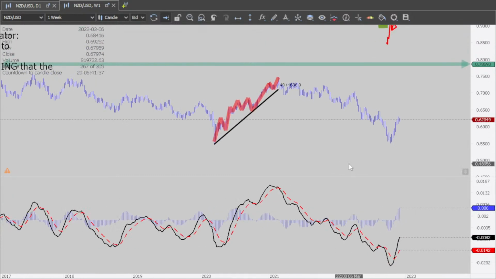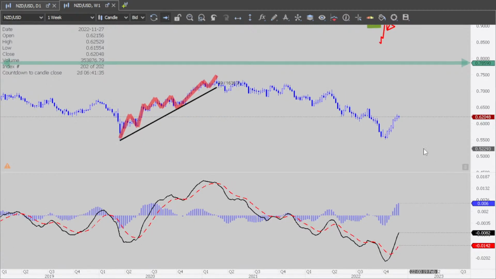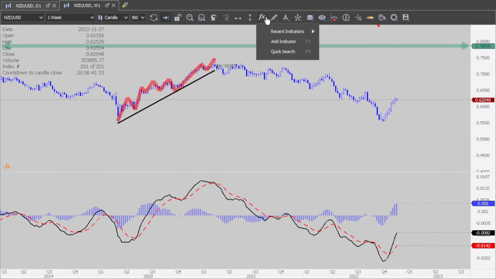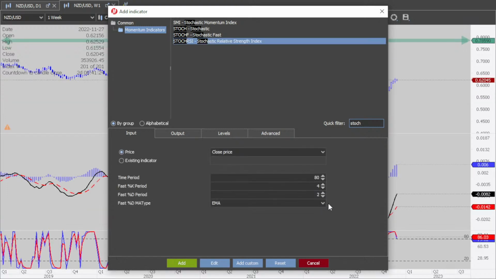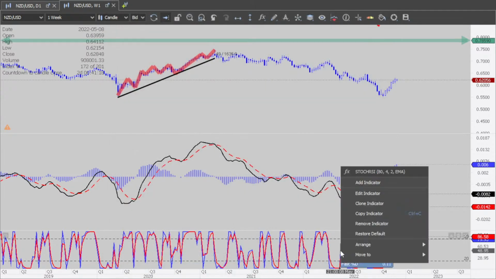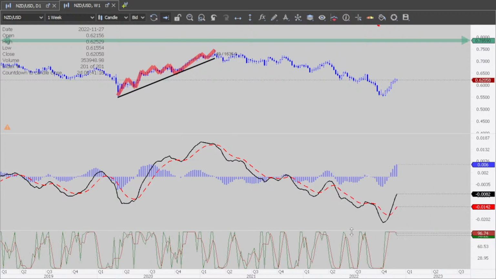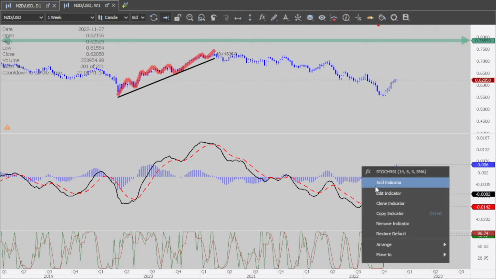Now, compared to MACD, we have another very commonly used indicator, everybody. It's called the stochastic RSI. Give me a second, everybody. Restore default. There you go. The default settings are 14, 5, 3.